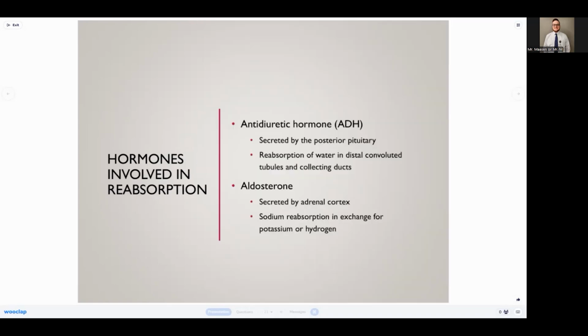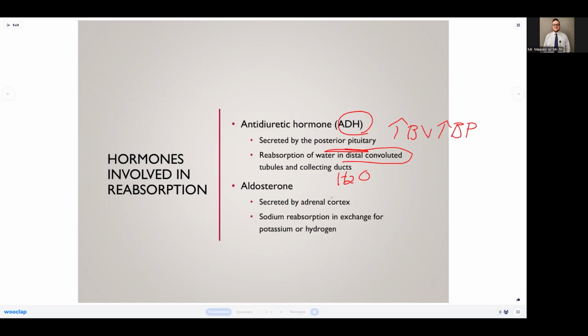So some hormones that play a huge role in this that you always have to know. There's ADH, antidiuretic hormone. This is made by the hypothalamus and secreted by the posterior pituitary. Its goal is to get water reabsorbed in the distal convoluted tubule. So the distal convoluted tubule is where ADH is acting, and it's trying to get water reabsorption. And that will increase blood volume and increase blood pressure because of that.